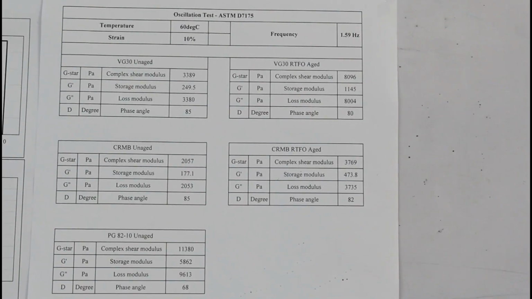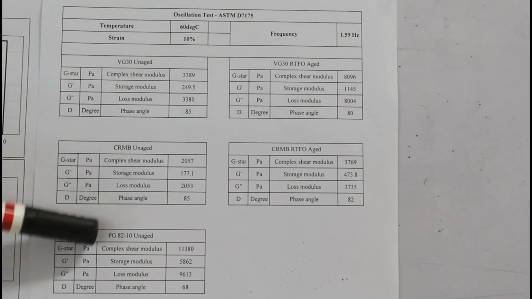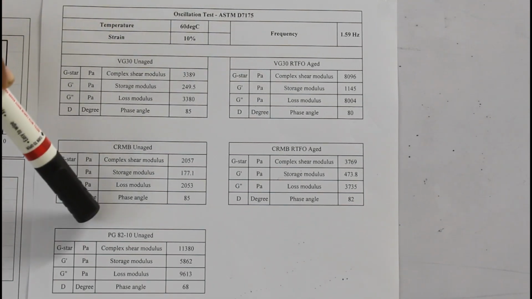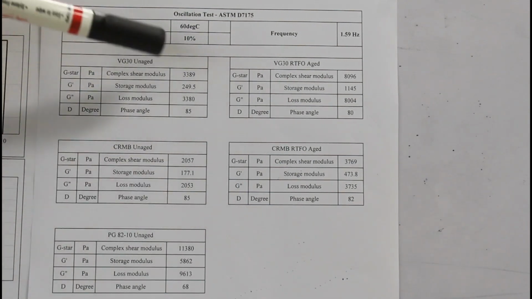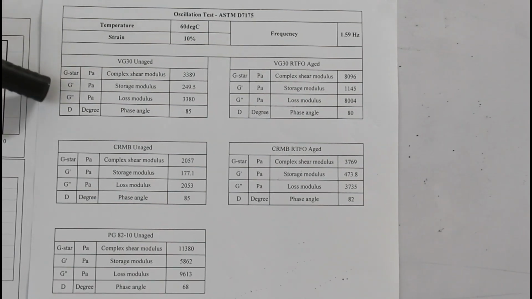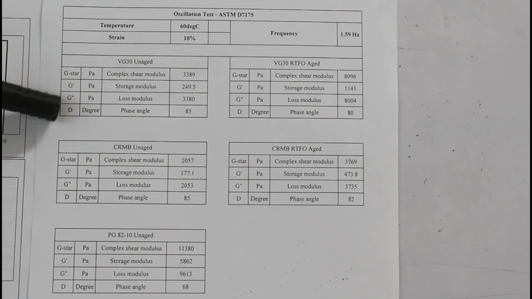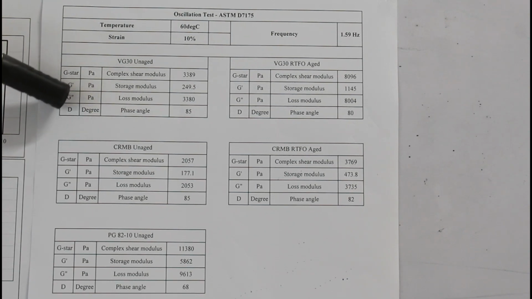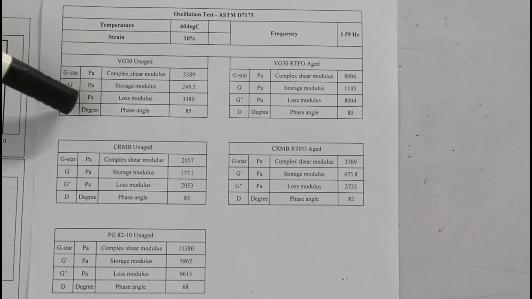Now these are the results of the oscillation testing we did for the three bitumen: VG30, then CRMB 55, then PG 82-10. We have derived four values: G star, then storage modulus, loss modulus and the phase angle. G star is expressed in pascals, and the phase angle is expressed in degrees.